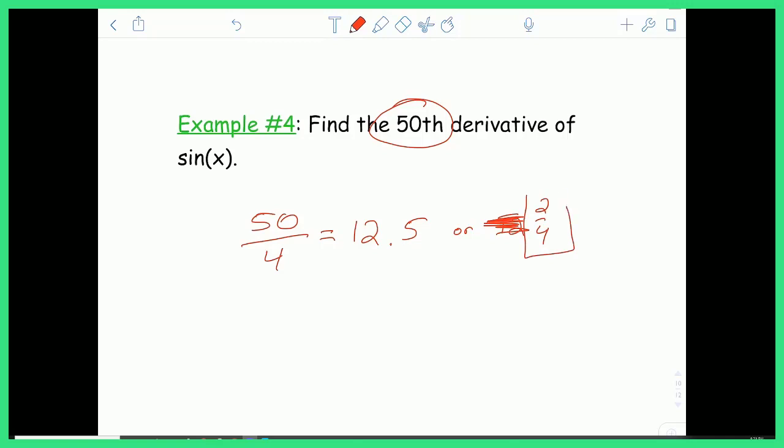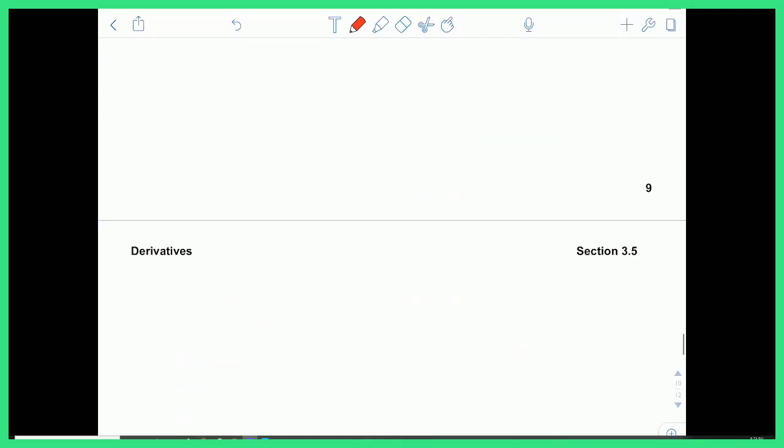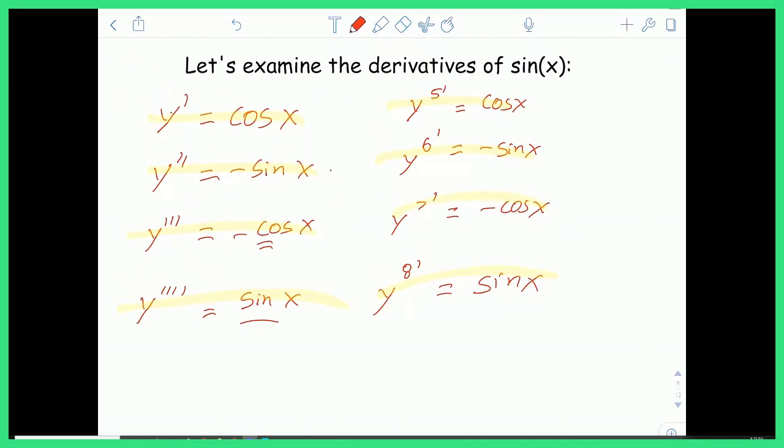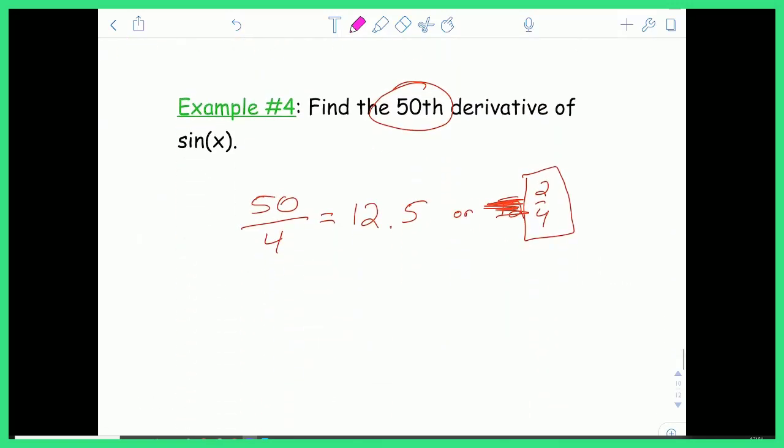This remainder is really the important part. The remainder was 2/4. So that means I'm going to do 2 more derivatives starting at the beginning of the problem. So if I go back and analyze my derivatives, if I go 1 more derivative, that brings me down to the cosine x. If I go 2 more derivatives, that brings me to a negative sine x. So I know the 50th derivative of sine x is negative sine x. Okay?